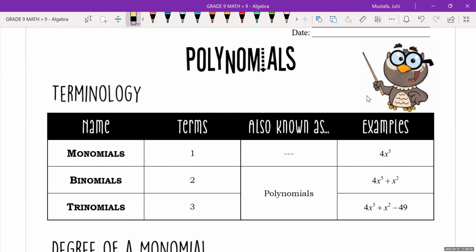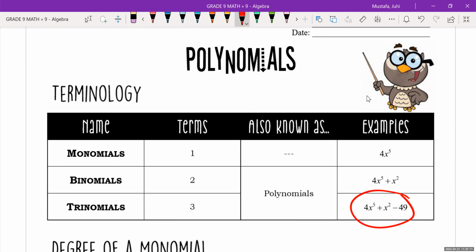Trinomials is something with three terms. An example is 4x to the power of 5 plus x squared minus 49. And you can remember that because a tricycle has three wheels. So mostly we're talking about bikes here. And that's how you remember that. Now, anything more than a trinomial, we're going to call a polynomial. You remember when you learned about polygons? Shapes with many different sides. So poly usually refers to many, and so polynomial is something that has many terms.